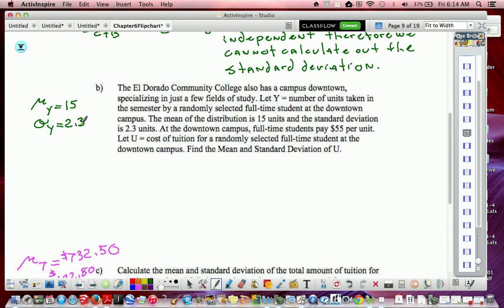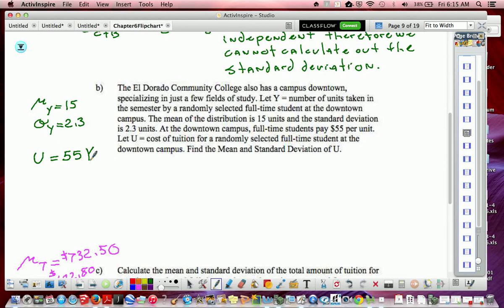What I like at least about this problem is it's a nice review of your linear transformations in 6.3. So the first thing I need to do is define U in terms of Y, Y again being the number of units taken. I'm going to multiply it by $55 because that's how much it costs for each unit at the downtown campus. So my linear transformation here is just simply 55 times Y.